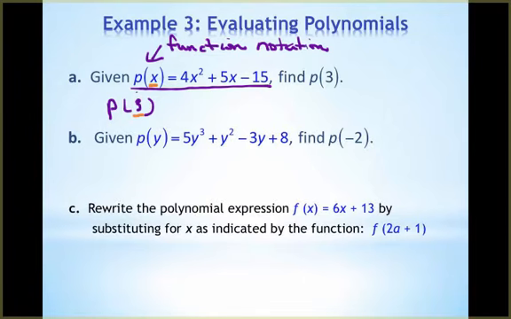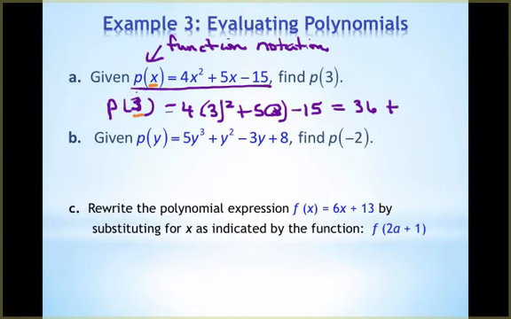So we're going to go back now and take our equation, and we'll substitute in 3 for all the x's. So I'm going to do 4 times 3 squared is 9, so 4 times 9 is 36, plus 5 times 3 is 15, and then minus 15. So if I add all that together, we get 36. So we're saying that p of 3 is 36.